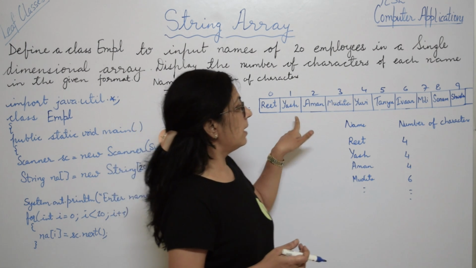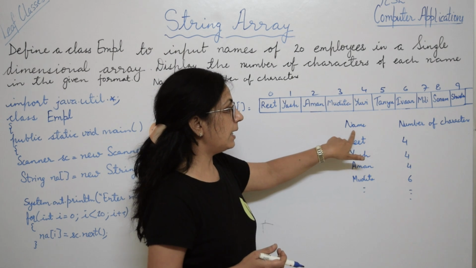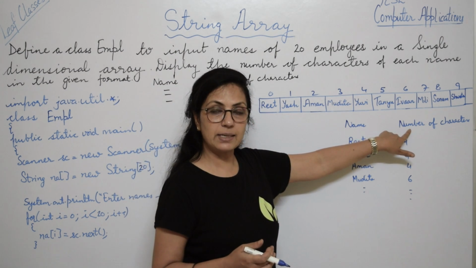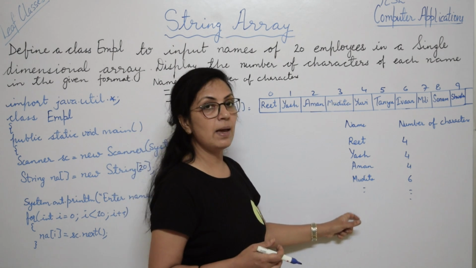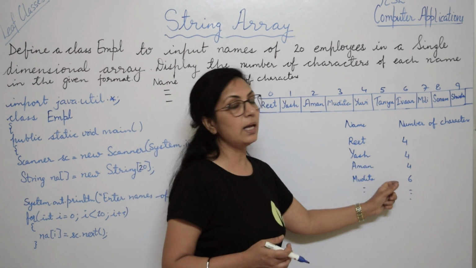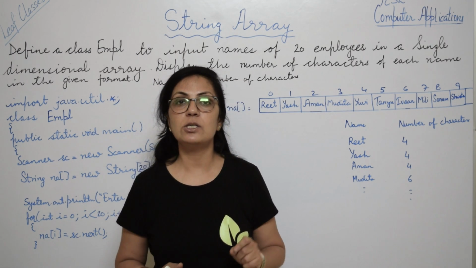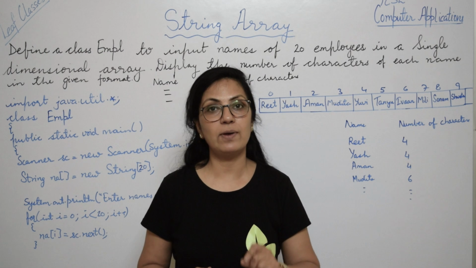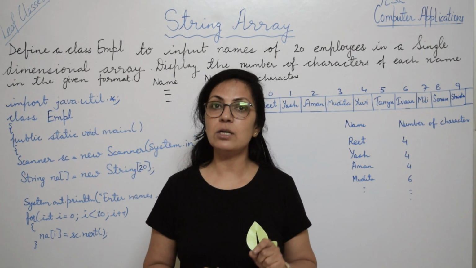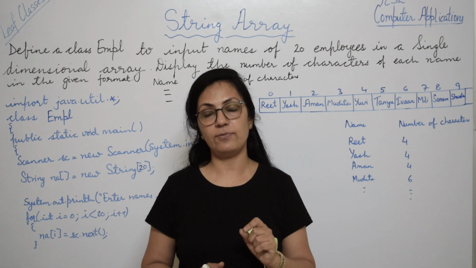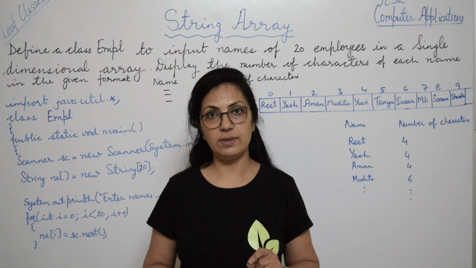Now suppose the entered names are like this. The output should be the heading name and number of characters here. Then first name, second name, third name, fourth name, and their corresponding number of characters. Children, here in the question it is mentioned display the number of characters of each name. So we have a function which is there in your syllabus, length function, which gives the total number of characters present in the given string.